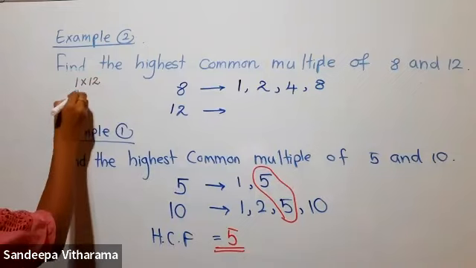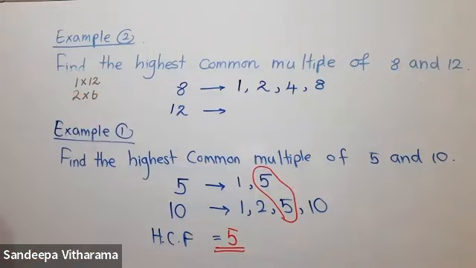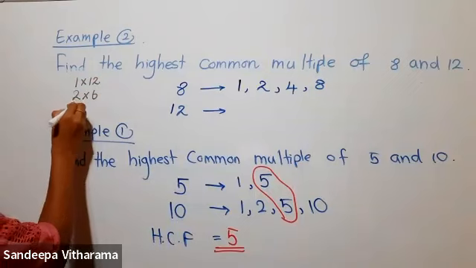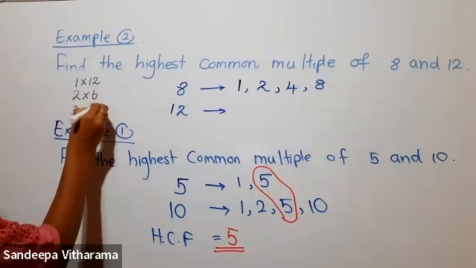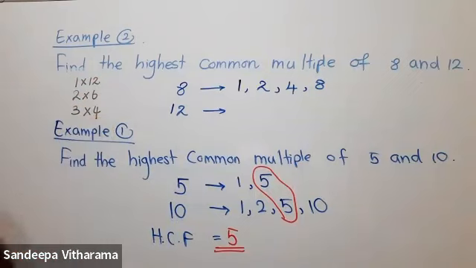2 times 6. Good. What else? 4 times 3. Or we can write 3 times 4. Both are correct.